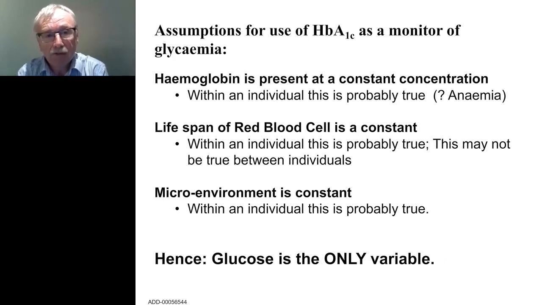So what assumptions do we have to make if we are going to use hemoglobin A1c to monitor glycemia? We have to assume that hemoglobin is present at a constant concentration. Within an individual, this is probably true, but what about anemia? We have to assume the lifespan of the red blood cell is a constant. Again, within an individual, this is probably true, but may not be true between individuals. We have to assume the microenvironment is constant. Again, within an individual, this is probably true. If all these assumptions are true, then glucose is the only variable.